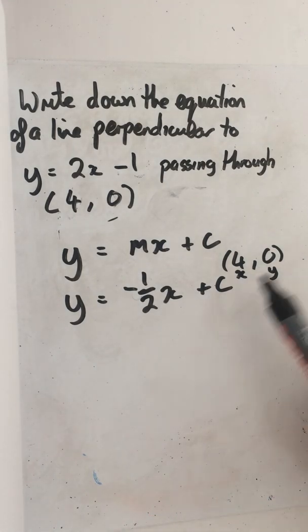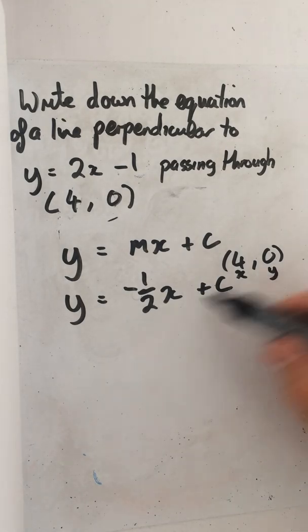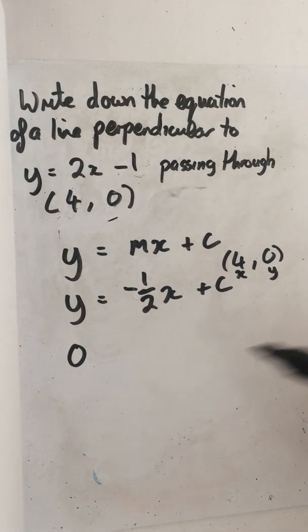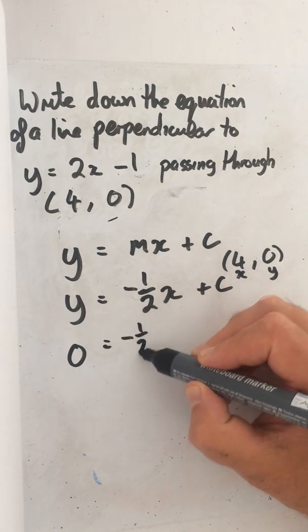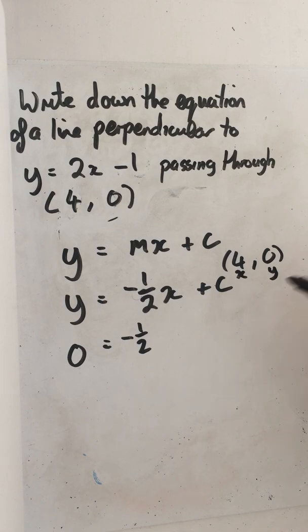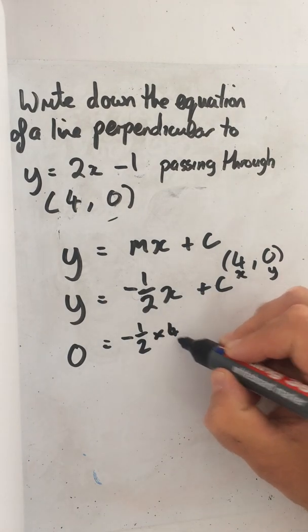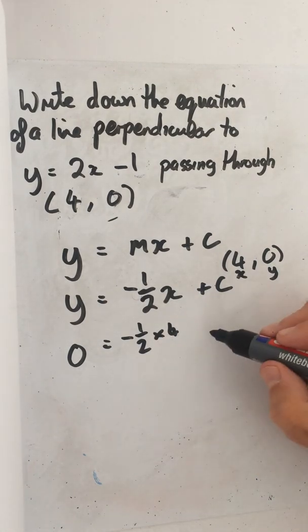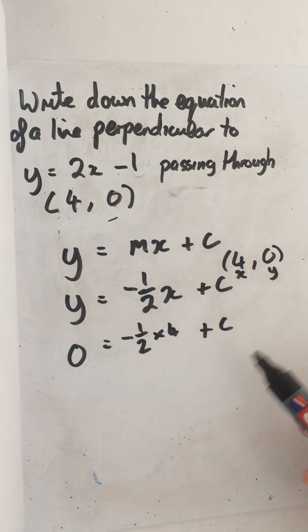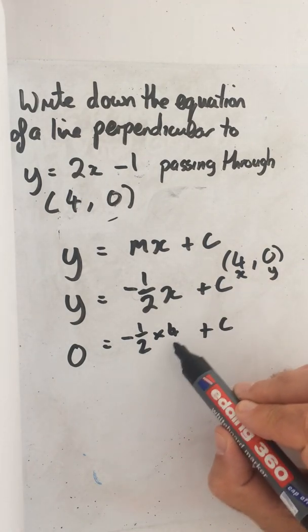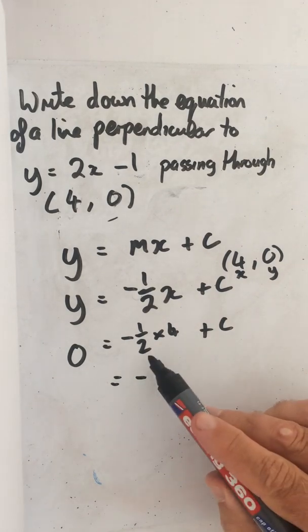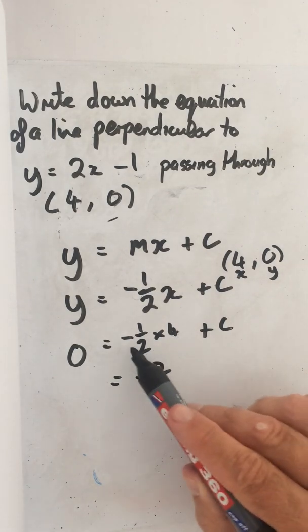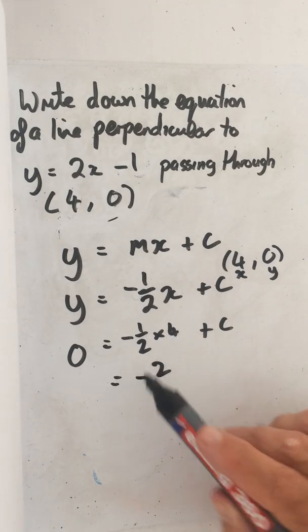So again, we substitute like we did in the last lesson. So y becomes 0, then it becomes minus a half times 4, and that will give us our c. So minus a half times 4 is equal to minus 2. A half times 4 is 2, and a minus times a positive is a minus, isn't it?